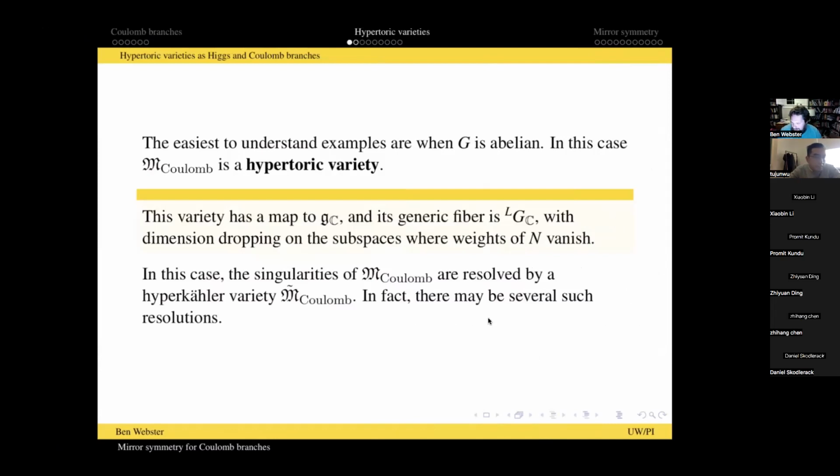Okay, the easiest to understand examples are when G is abelian. In this case, the Coulomb branch is what's called a hypertoric variety. It has a map to the Lie algebra of the group, since the group is the same as its maximal torus. The generic fiber is the Langlands dual, and then it drops on some subspaces. Inside this Lie algebra, where the weights of n vanish, defines a hyperplane arrangement. The more of these hyperplanes I'm on, the lower the dimension of my fiber.